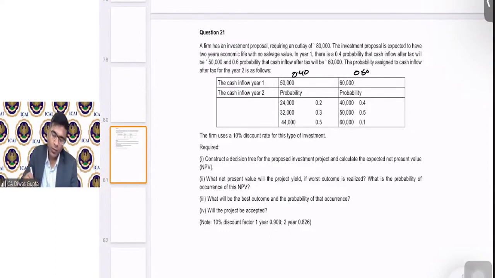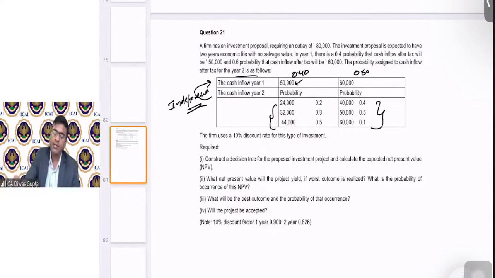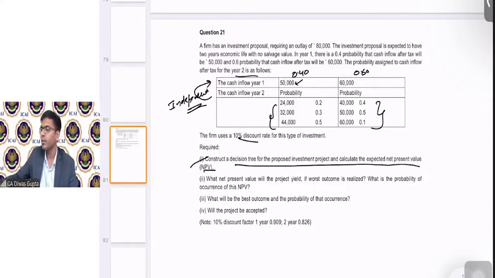The probability assigned to cash flows after tax for year two is as follows. So year two is independent of year one, students. Can you see this? Yes, it is independent because whatever comes in year one, year two has its own different probability. The firm uses 10% discount rate. Construct a decision tree for the proposed investment project and calculate the expected net present value. Yes, Manja, systematic risk beta will go there.